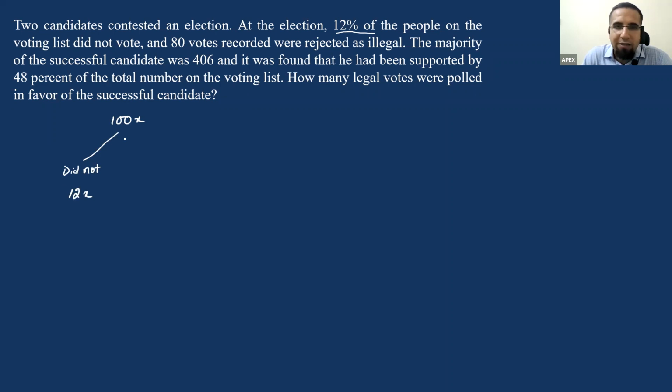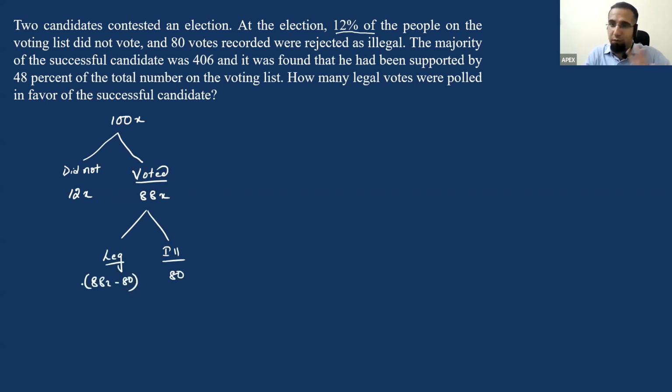Now 80 votes were recorded as illegal. So further, I know that illegal votes were 80. Now, what will be the legal votes? You need to understand that if 12x people did not vote, then the people who voted are the remaining ones, that is 88x. And out of 88x, when people voted, the number of illegal votes were 80. So the number of legal votes were 88x minus 80. This is how the actual flow would look.